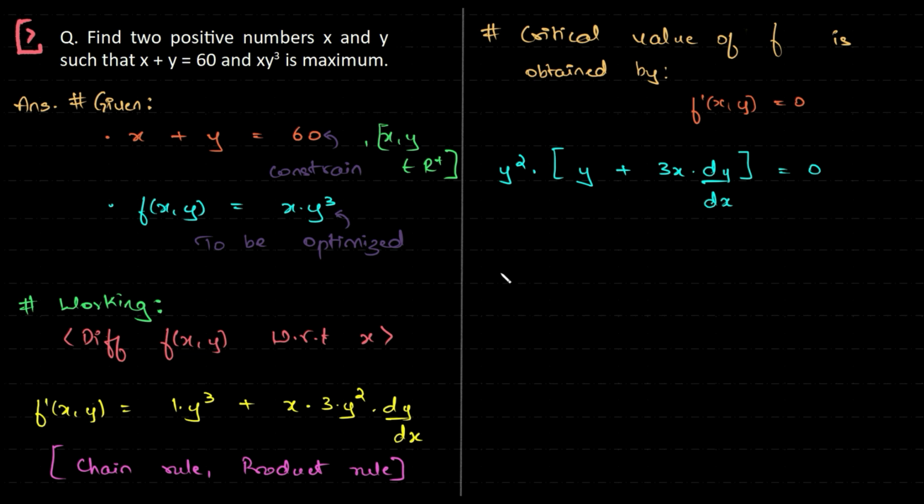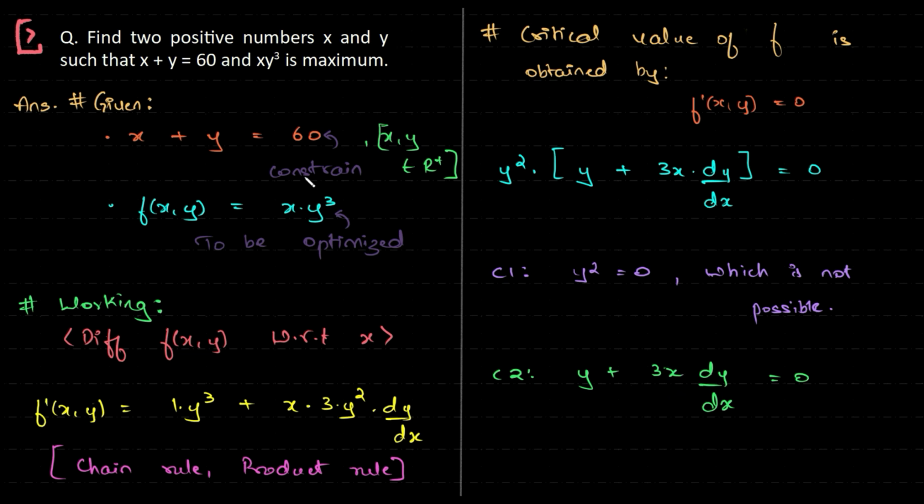Now from this I can talk of two cases wherein y square is equal to 0, which is not possible because y has to be a positive number. And the other case would be y plus 3x into dy by dx equal to 0. Now how will we solve this? If we solve this, we are done.